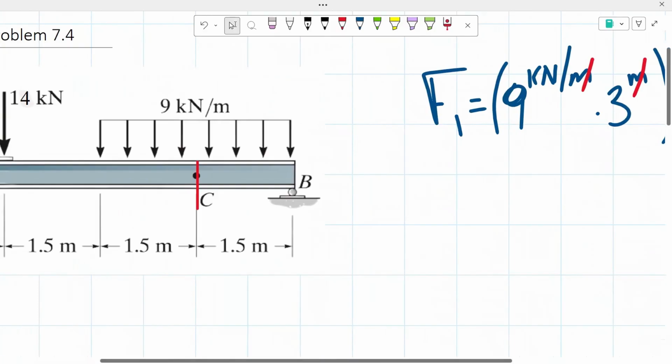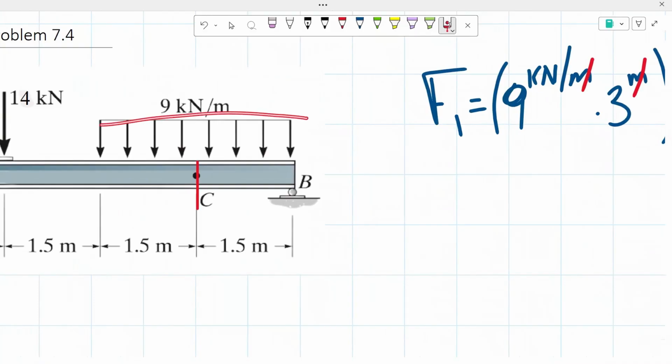Now, as for the location of that concentrated force, since this is a uniform loading, it's going to be found right in the middle of that loading. As you guys can see, once again, the loading goes on for 3 meters, so half of 3 meters is 1.5 meters. So we could say that it is right here, about on top of point C.